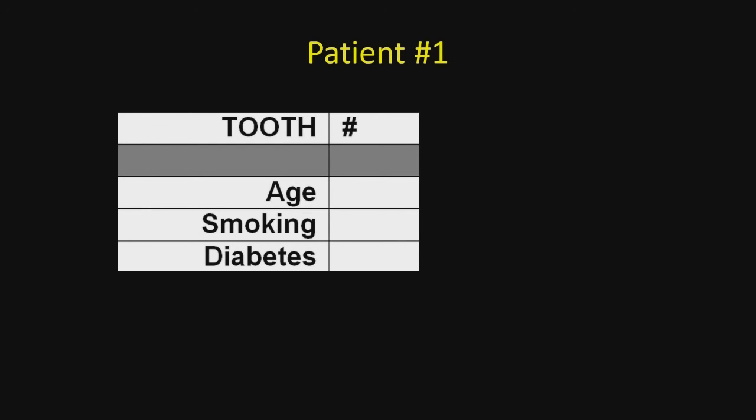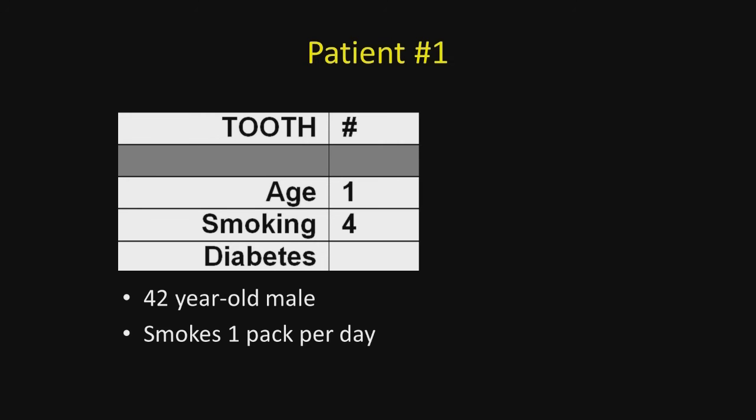The first patient is, we're going to score the age is a 1 because the patient is a 42-year-old male. And let me tell you, this is the typical patient that I saw in my practice over 40 years. Second, the patient was a smoker, so we score a 4. The patient is not diabetic.